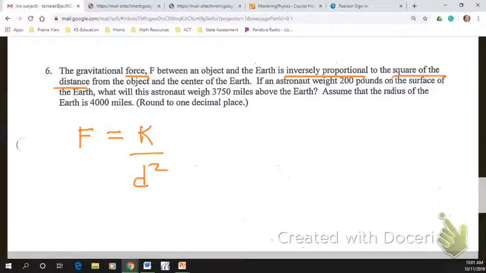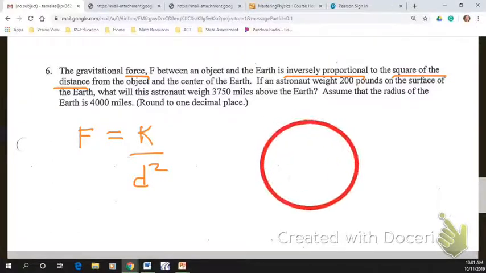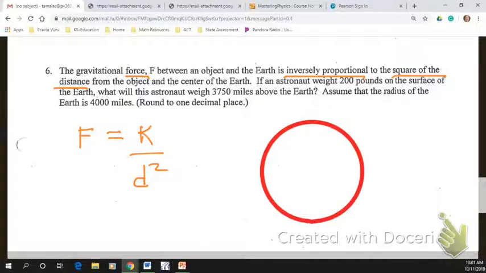All right, well, let's be careful. We may have to draw a little bit of a picture here. The distance from what? The distance from the object to the center of the Earth. In this case, we're talking about an astronaut, so I'm going to draw a picture of what's going on. This circle is my Earth. So you're going to draw a circle for your Earth. I just grabbed the circle tool.